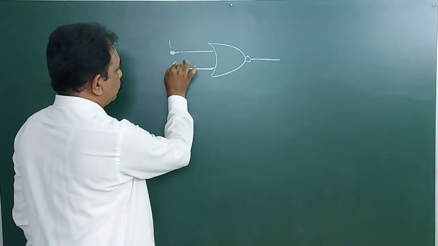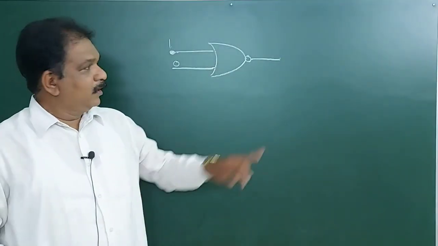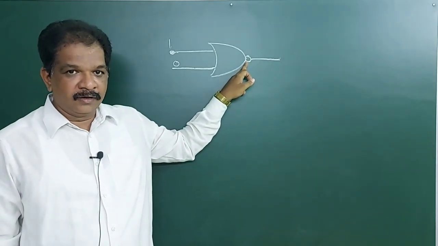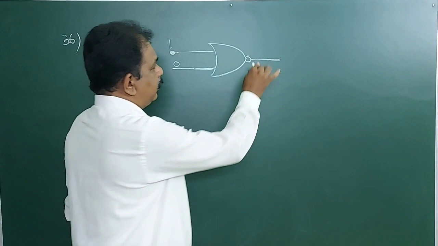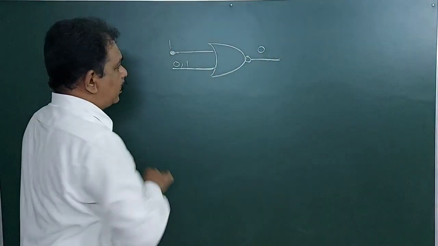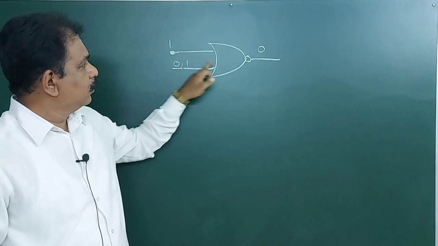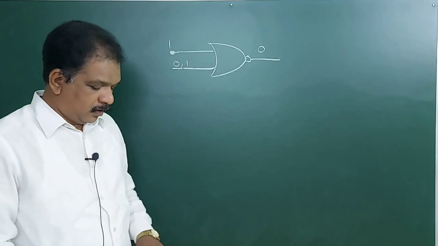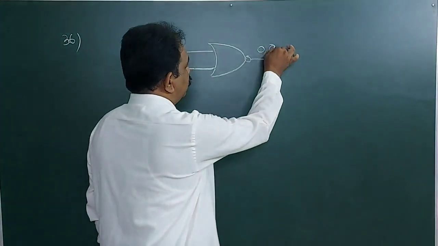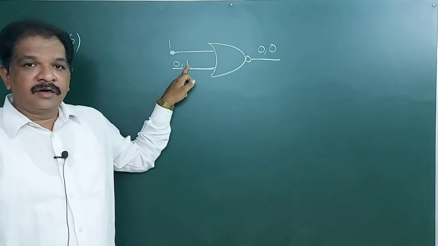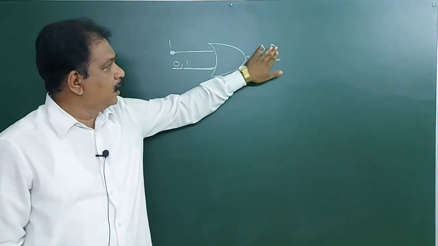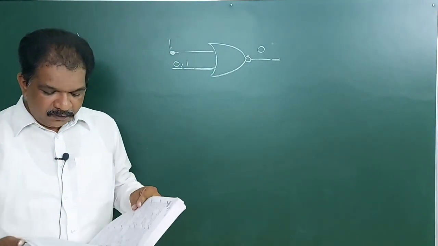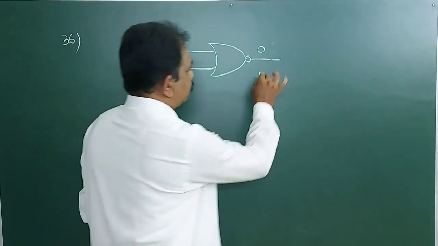If it is 0, what will be the output here? 1, 0. If it is an OR gate, it will be 1, so the NOR gate output will be 0. If it is 1, 1, the OR gate output will be 1, and the NOR gate output will be 0. So whether it is 0 or 1, the output here will always be 0 only. Okay. They gave this value as P.